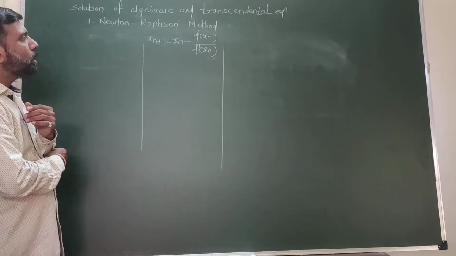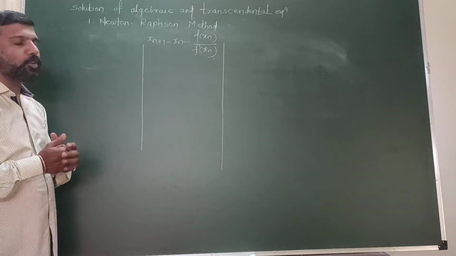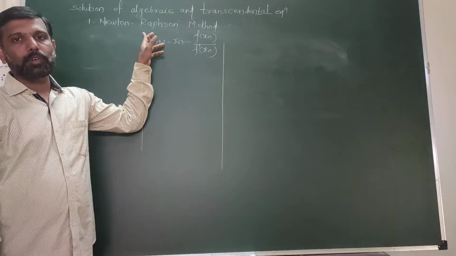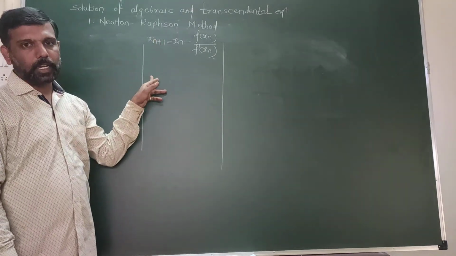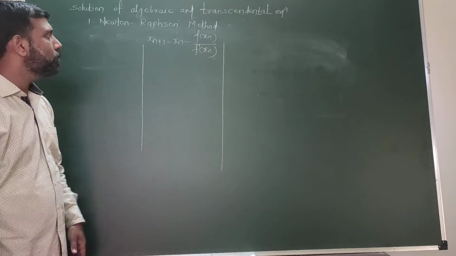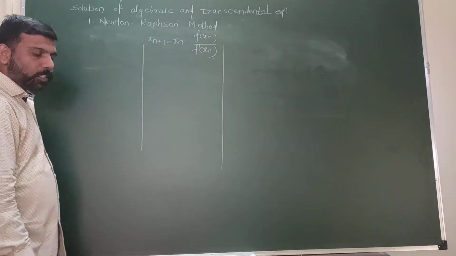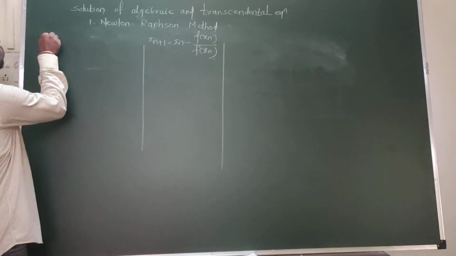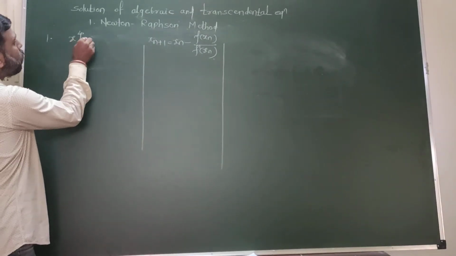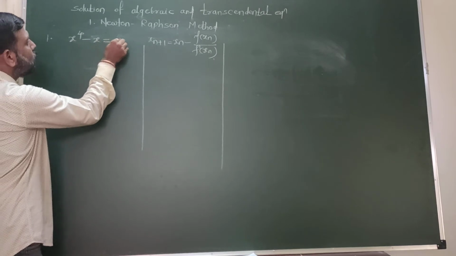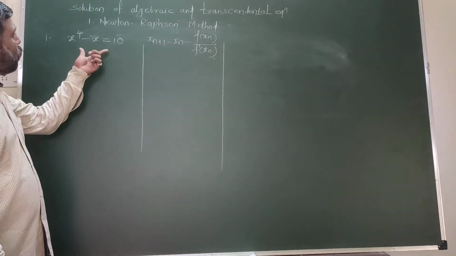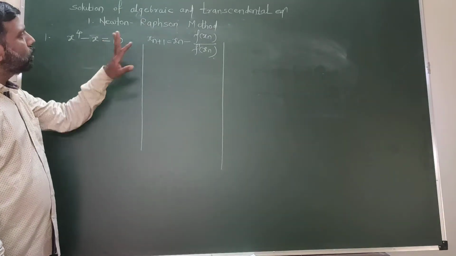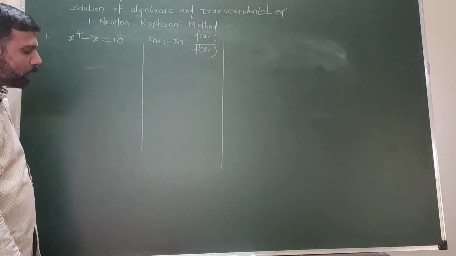Now by using this method, we'll get a number of approximations. If we substitute n equals 0, that is our first approximation x1, then x2, x3 and so on. We'll start with the first problem: find a positive root of x to the power 4 minus x equals 10. Now we'll find the root of this polynomial by using this NR method. In short, we call it the NR method.